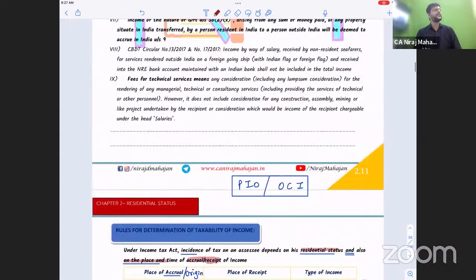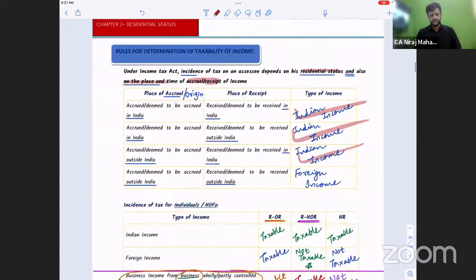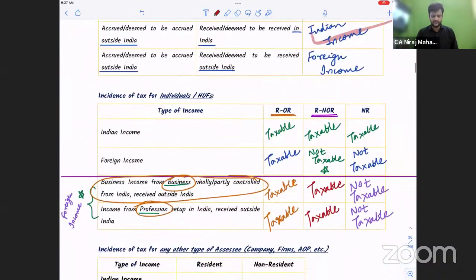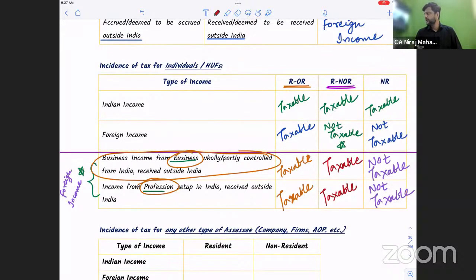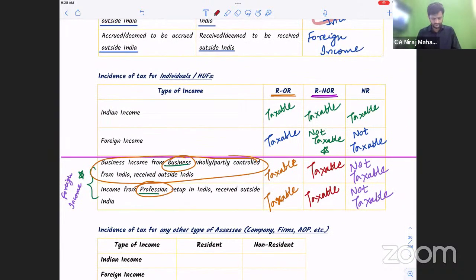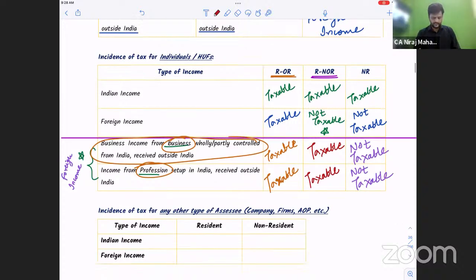So types of individuals: ROR, RNOR, NR. For ROR, whatever he earns is taxable in India. Clear? For NR, only Indian income is taxable in India. For RNOR, Indian income is taxable, and only a special type of foreign income is taxable in India. ROR, Indian and foreign. RNOR, Indian and special type of foreign will be taxed in India. And NR, only Indian income will be taxed in India. That is a summary. Clear till here? This is the table which we have already done now for understanding. Clear? All right.